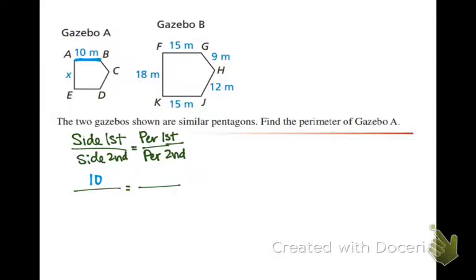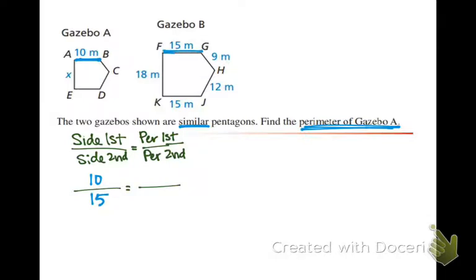Because my whole goal, actually you're going to take your pencils, the two gazebos shown are similar. So underline the word similar. This means their sides are proportional and their perimeters are proportional. We're going to find the perimeter of gazebo A. So do I really need to know anything about X over here? I don't. All right, so side from the first is 10. So what side am I going to use that corresponds with that one? 15.